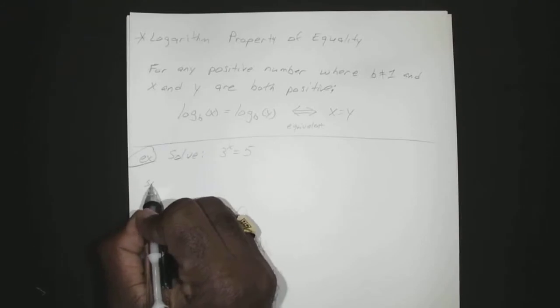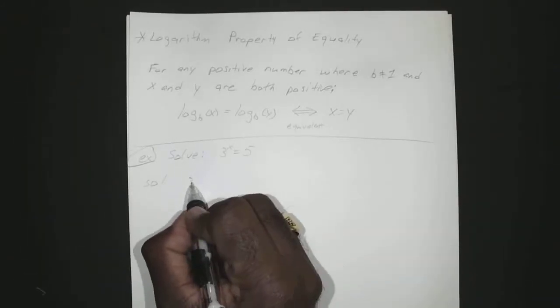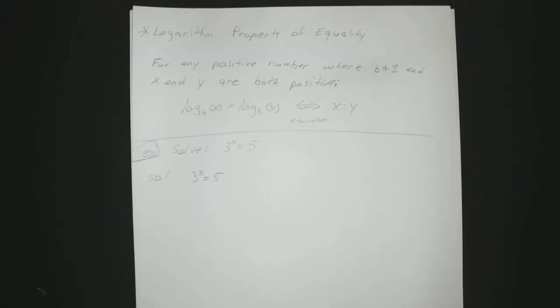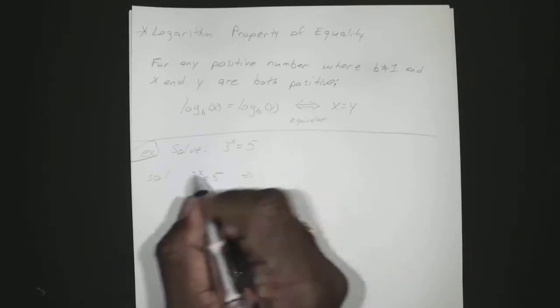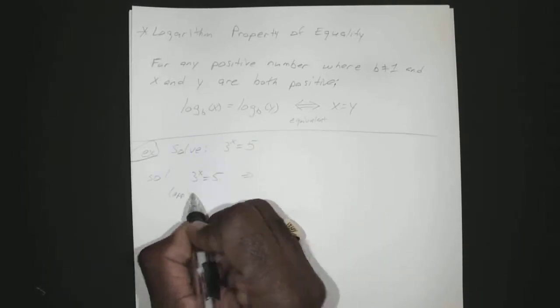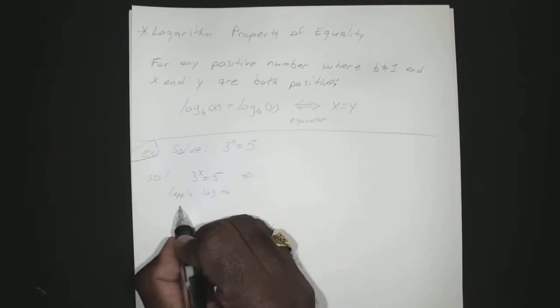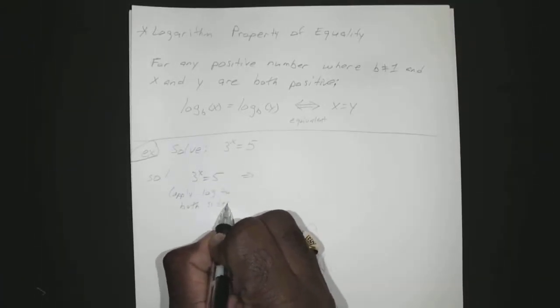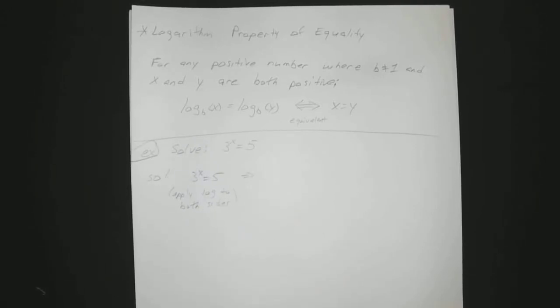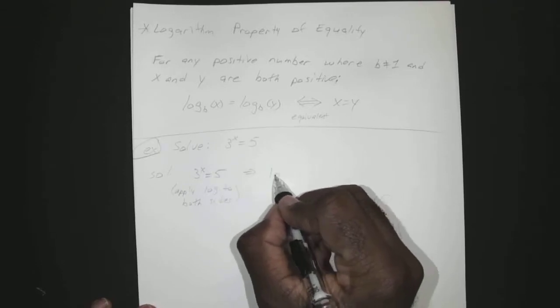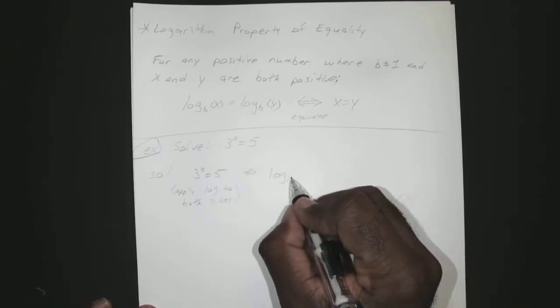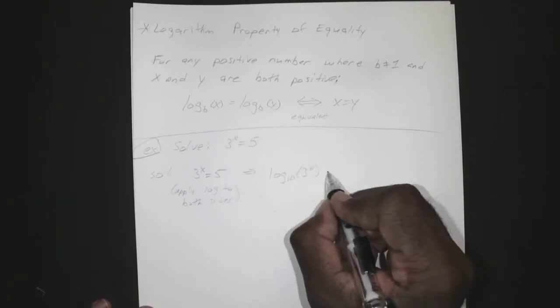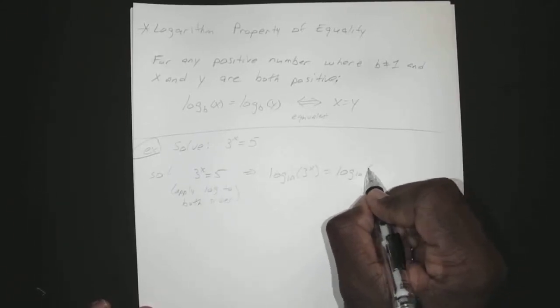So, we have 3 to the x equals 5. We can apply log to both sides. Now you can apply log, you can apply natural log, you can apply log base 10, log base 2. Doesn't matter at all as long as they're the same on both sides. Okay, so let's say you have log base 10 of 3 to the x equals log base 10 of 5.